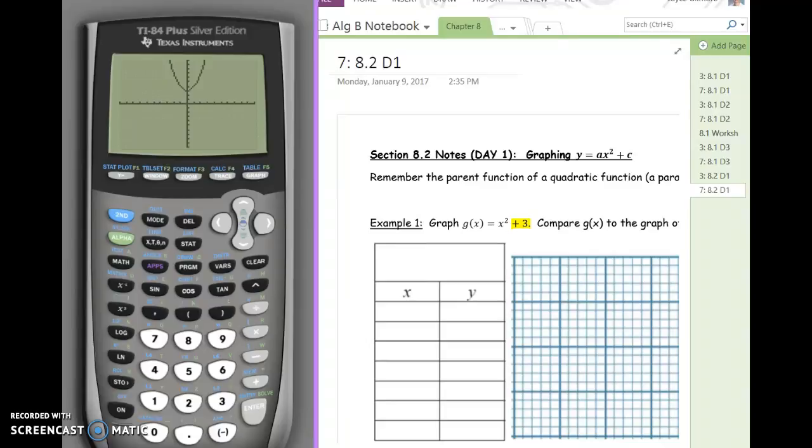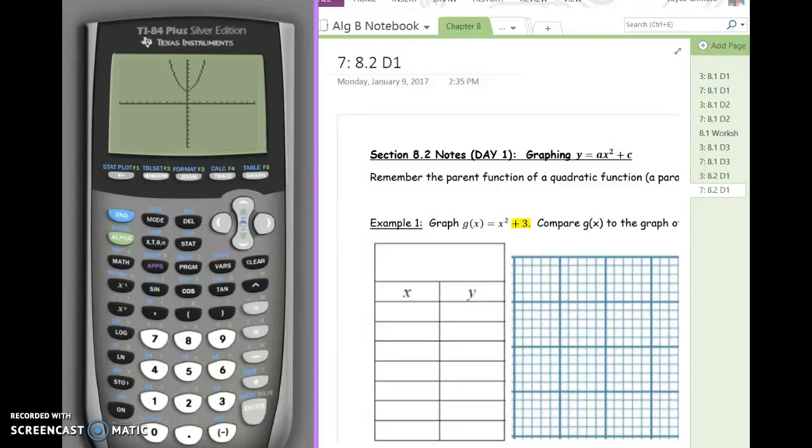It's up high. That's one way to describe it. So this graph, the vertex is not at 0, 0. How many does it look like this graph has moved? The graph has moved up. It moved up 3.